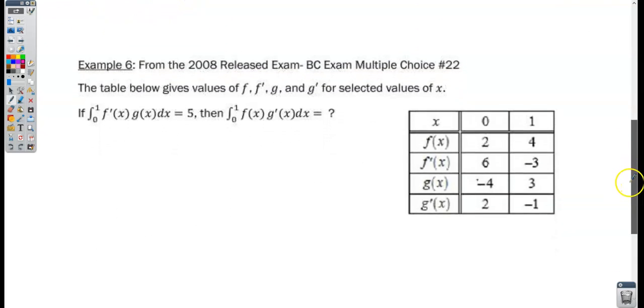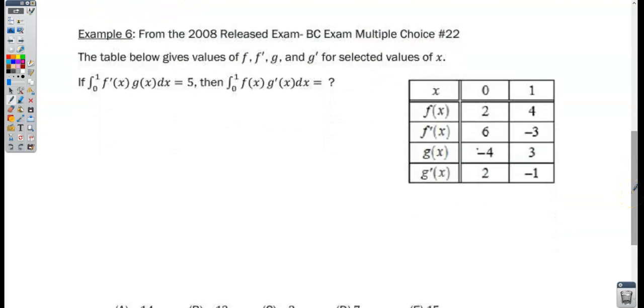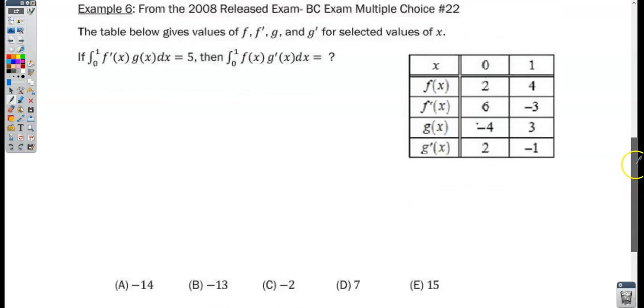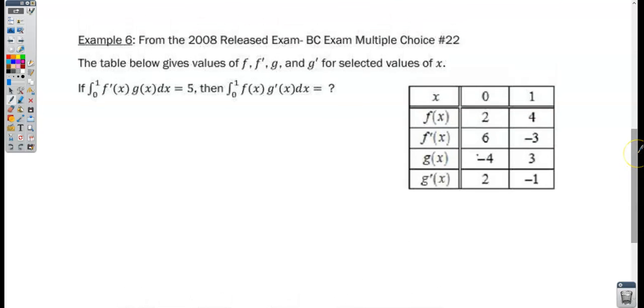All right, let's look at example 6. This is from the 2008 released BC exam. It is multiple choice number 22, which would have been a non-calculator question. The table below gives values of f, f prime of x, g, and g prime of x for selected values of x. If the integral from 0 to 1 of f prime of x, g of x, dx equals 5, then what does the integral from 0 to 1 of f of x, g prime of x, dx equal?